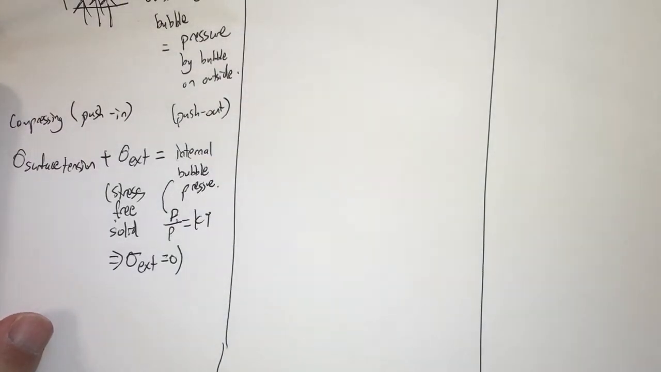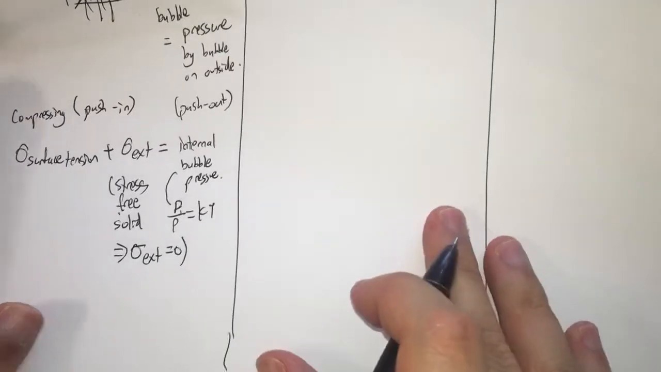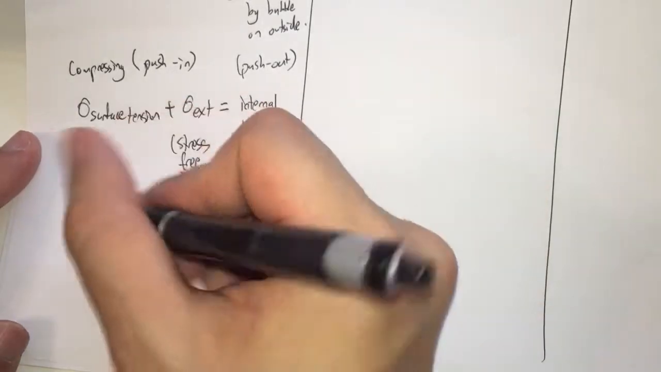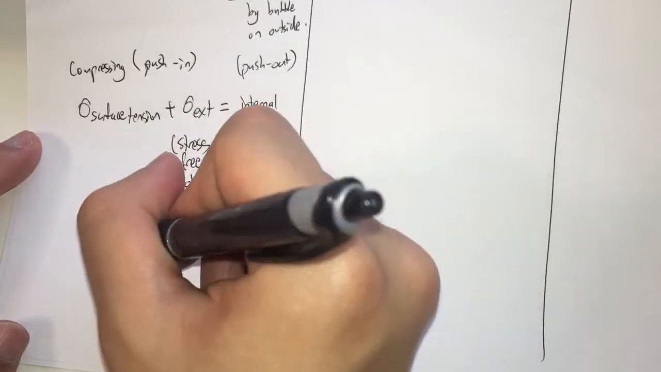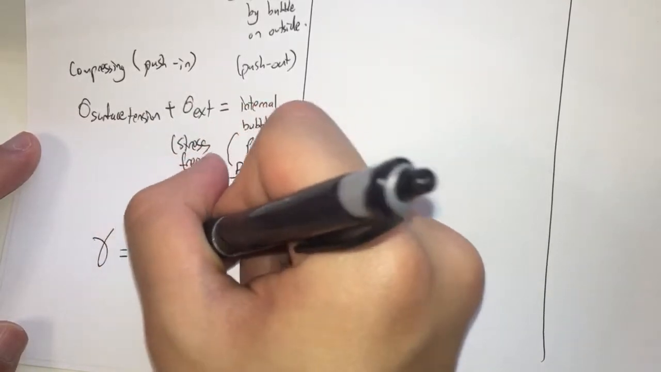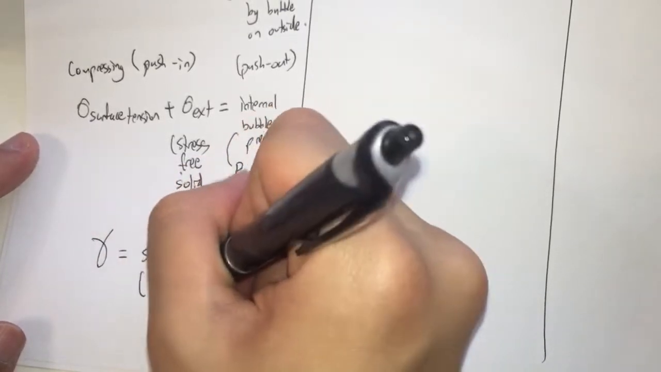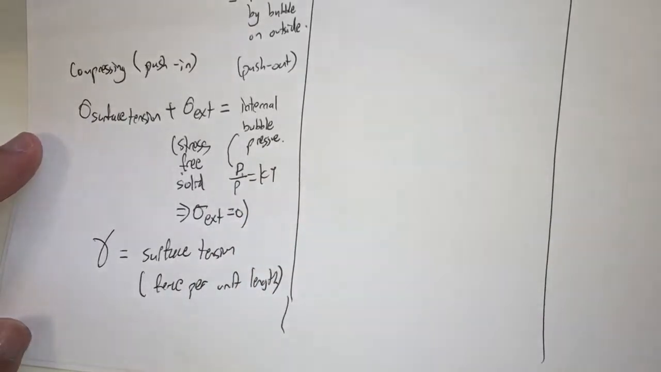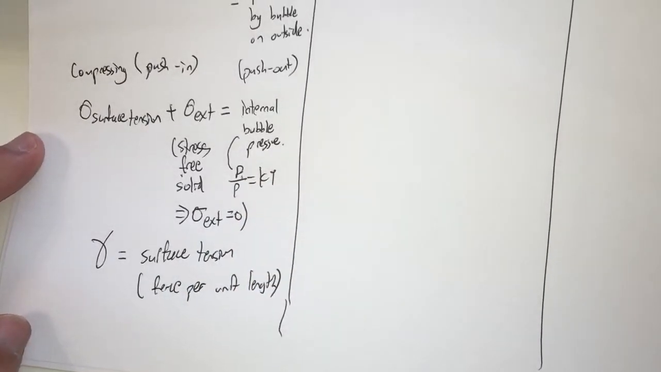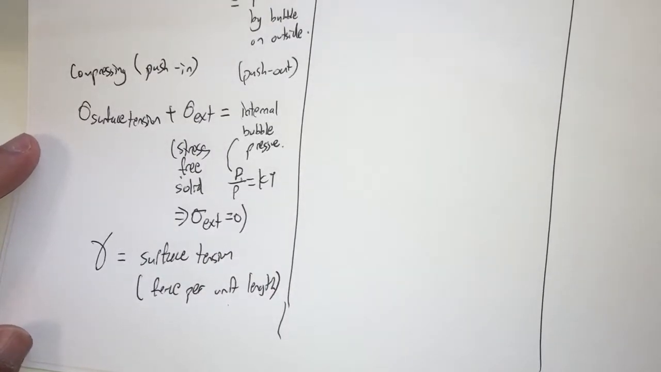So let's take a look at the surface tension stress. How do we quantify surface tension? We use this term called gamma, and that is surface tension. This is force per unit length. Now we don't have to measure the force of the entire bubble. We just need to find the representative force per unit area.